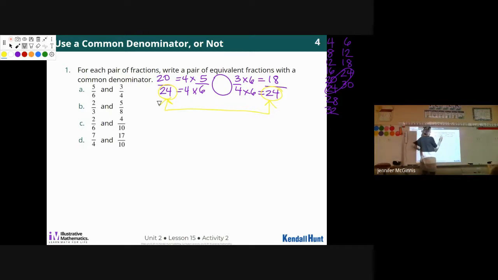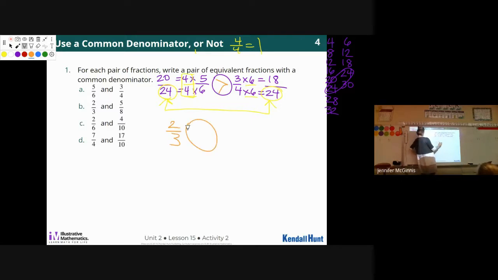So on this side, I did times 4 on the bottom. So I'm going to do times 4 on the top. Times 4 on the bottom, times 4 on the top. Because 4/4 equals 1. And when I multiply a fraction times 1, I'm not making any changes to the size of the fraction. Just the fraction's name. Okay? And then over here, I did times 6. So I'm going to do times 6 to the top. That's going to give me 18/24ths and 20/24ths. Once I have my denominators the same, I'm free to look at my numerator, right? Okay.